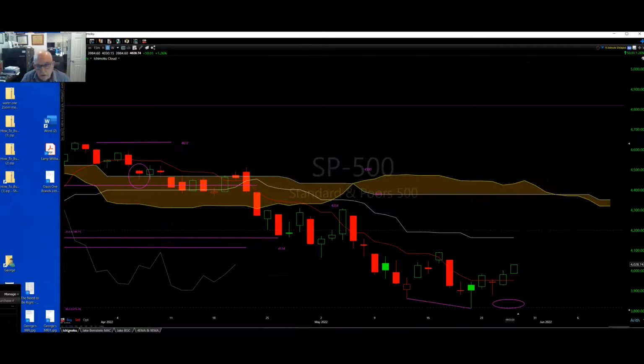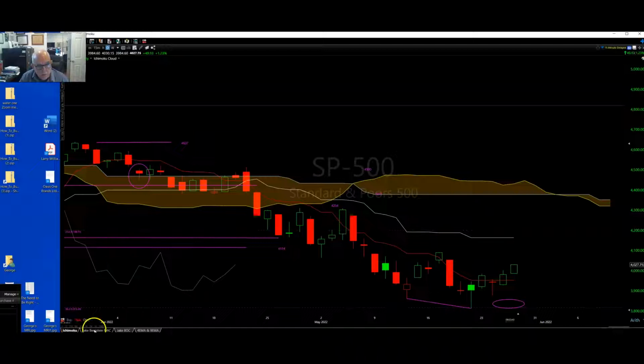Okay, if I click on Ichimoku, you can see that price is still below the cloud. Price is still below the cloud. So this is why I say this is really bottom fishing. We really don't want to have much confidence in a turnaround until we get above the cloud. Okay, so caution is still in order here.